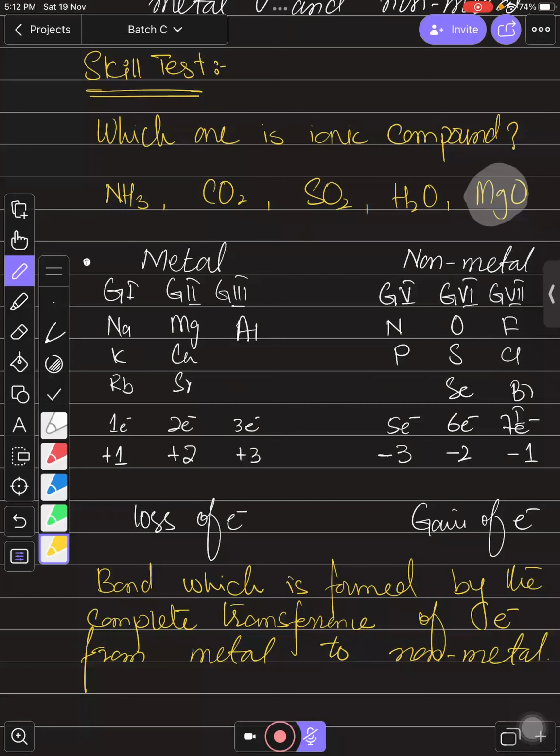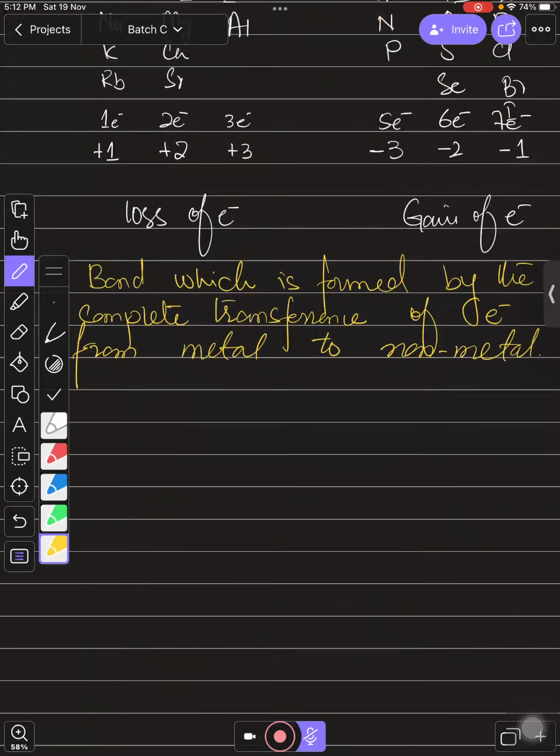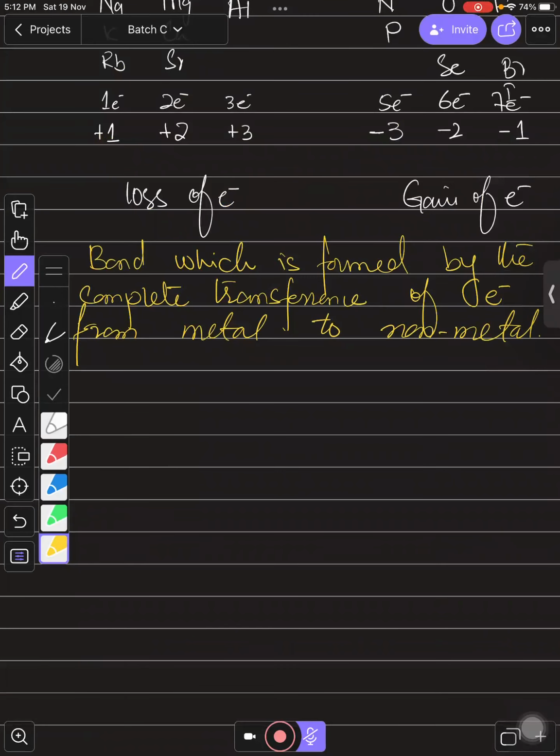In ionic bonding, there is always complete transference, or loss, or transformation, or donation of electrons from metal to non-metal. There is complete transference. There is no sharing between metal and non-metal. There is complete transference, right?